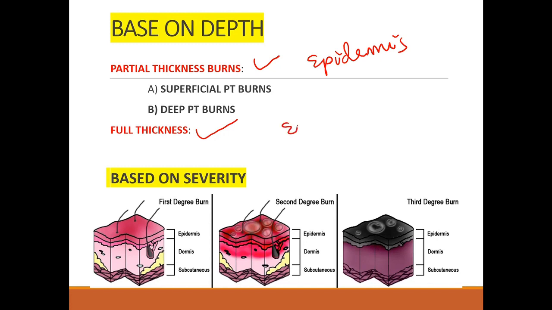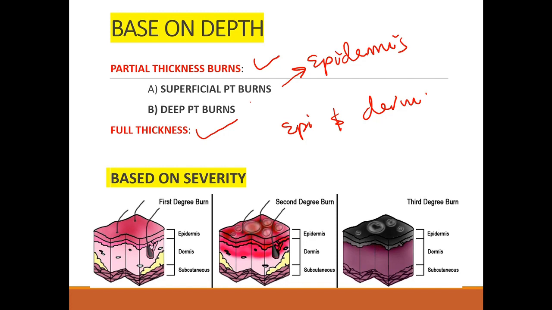The epidermis and dermis. So superficial partial thickness involves only the epidermis. Deep partial thickness involves some varying degree of the dermis, not the entire thickness of the dermis, but some layers of the dermis. While full thickness will involve the entire thickness of the skin.